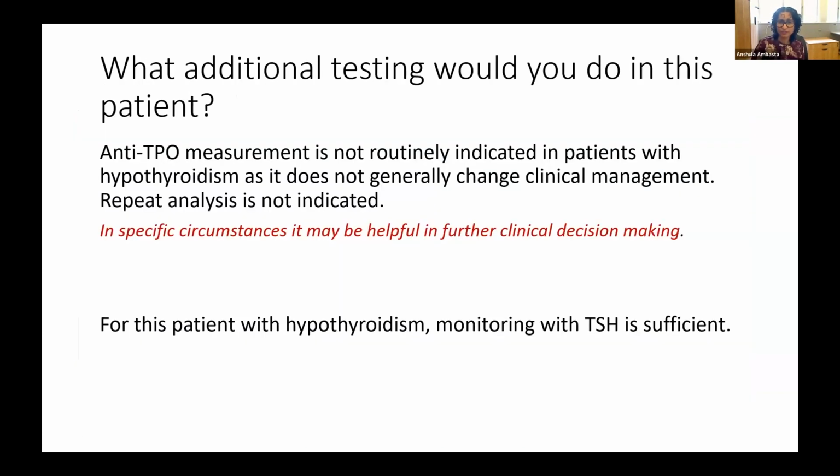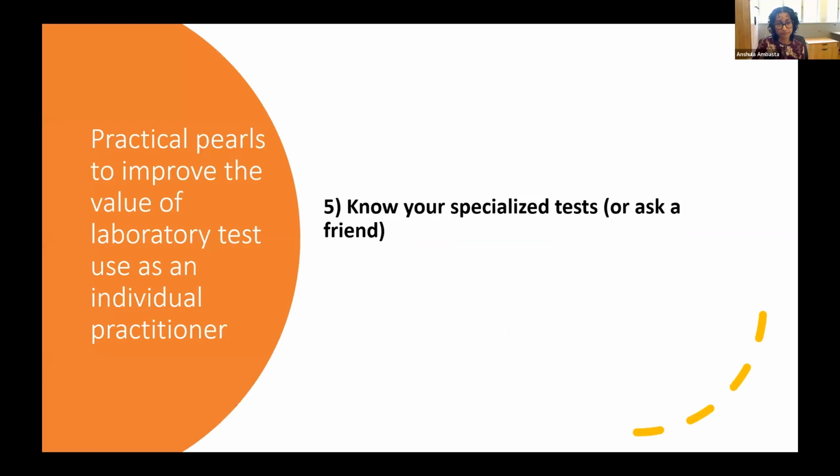So thinking about this patient, I would say TPO measurement is not routinely indicated in patients with hypothyroidism because it doesn't really change clinical management. Outside of a few specific nuanced conditions, it's not really routine for most endocrinologists to even order the TPO antibodies. If you have ordered it once, repeat analysis is really not indicated. And again, for monitoring patients with hypothyroidism, just the TSH is sufficient. So for this particular patient, I would tell her that you don't really need to check any of these antibodies. It wouldn't change your care, and just monitoring the TSH is sufficient.